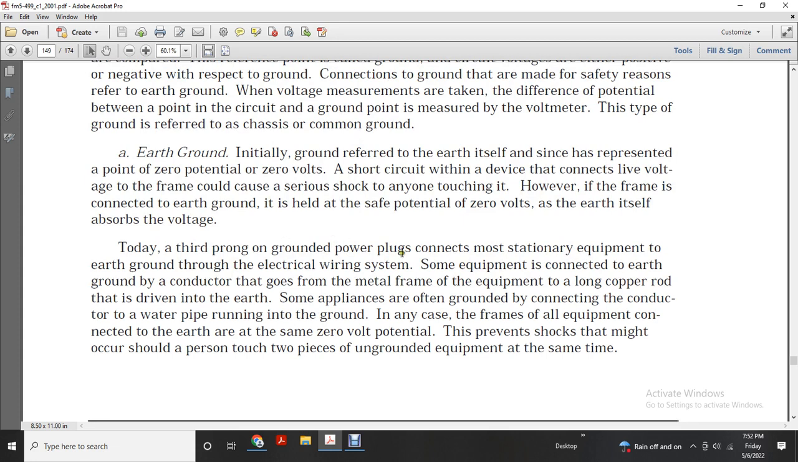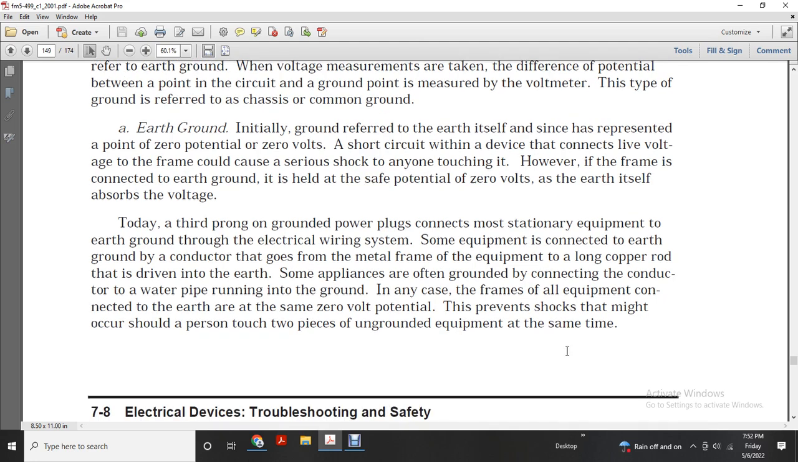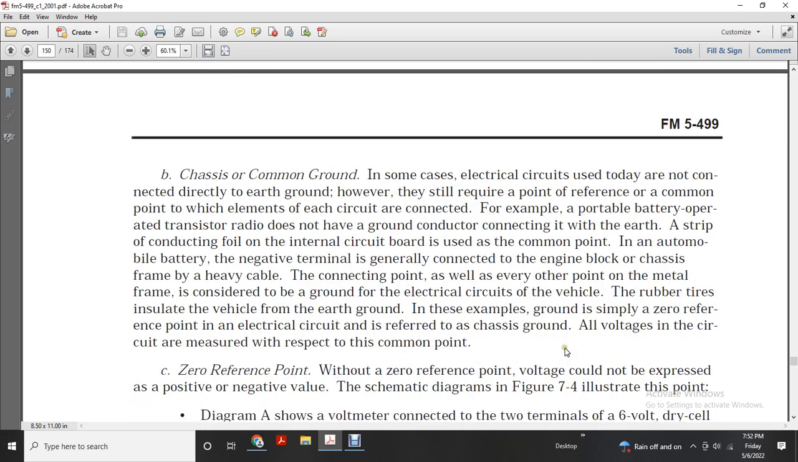Today, a third-prong ground on power plugs connects most stationary equipment to earth ground through the electrical wiring system. Some equipment is connected to earth ground by a conductor going to the metal frame of the equipment. A long copper rod may be driven into the earth, or appliances may be grounded by a conductor connected to a water pipe running into the ground. In any case, the frames of all the equipment connected to ground are at the same zero volt potential. This prevents shocks that might occur should a person touch two pieces of ungrounded equipment at the same time. Chassis and common ground.